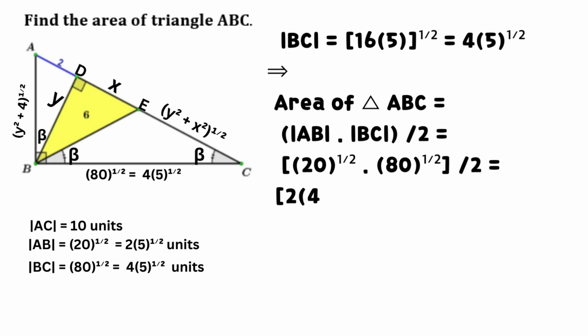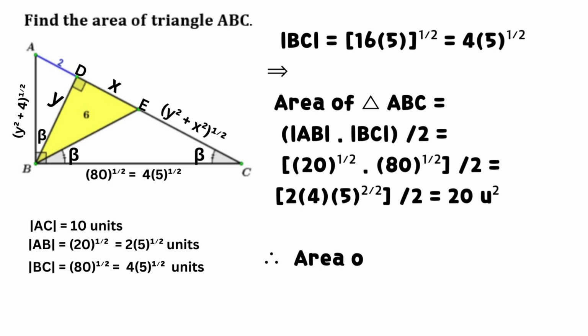This implies that the area of triangle ABC equals the product of AB and BC all divided by 2, which equals the product of the square root of 20 and the square root of 80 all divided by 2, which equals 20 square units. Therefore, the area of triangle ABC equals 20 square units.